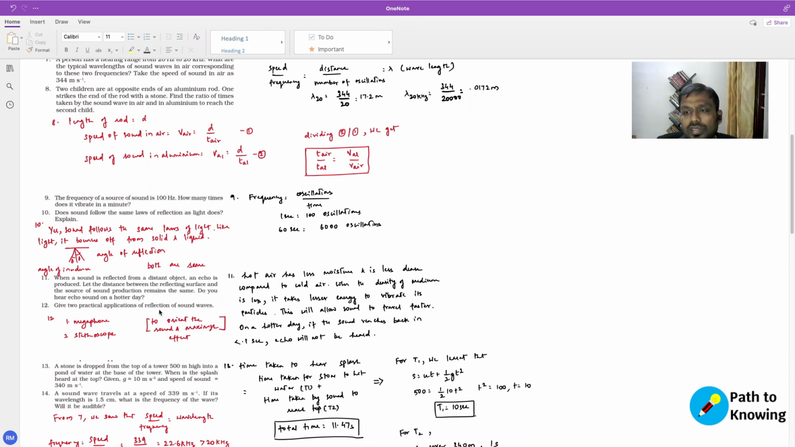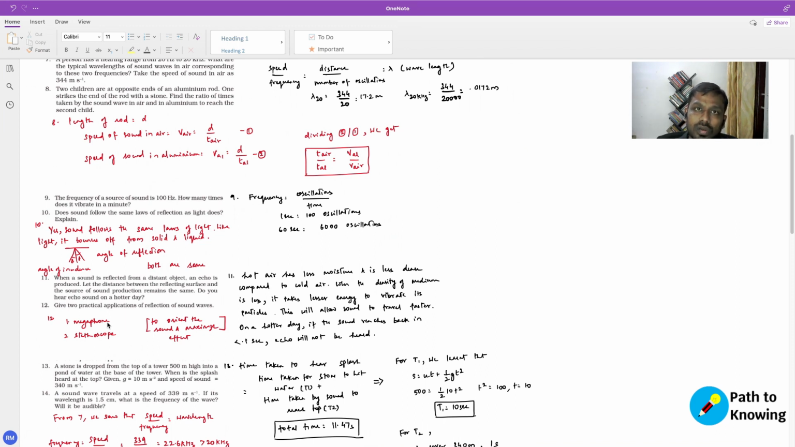Give two practical applications of reflections of sound waves. We saw quite a few examples. Practical examples are the curved ceilings in concert halls, so that sound is able to reach all the nooks and corners. Megaphone, wherein we are able to channelize all the sound and ensure that all the sound waves are propagated in one single direction. That is one example.